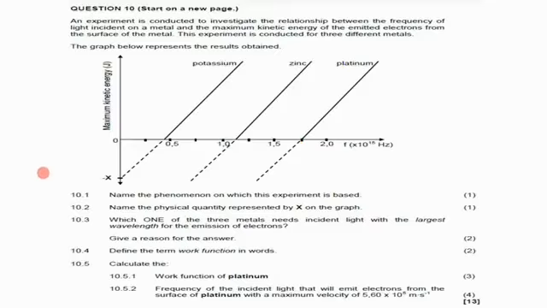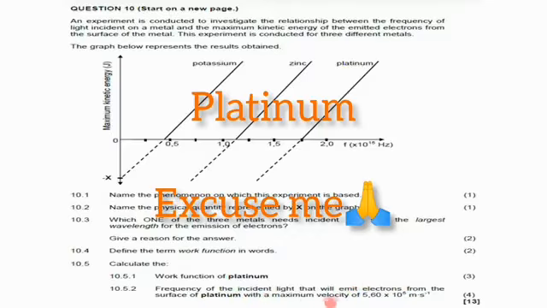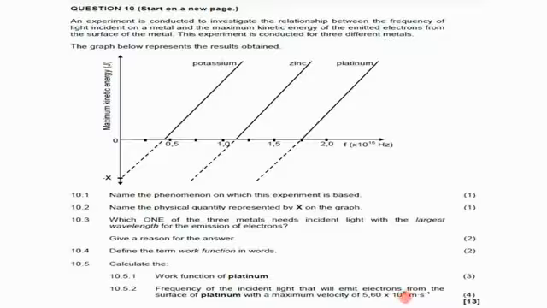So let's look at 10.5.2. It says calculate the frequency of the incident light that will emit electrons from the surface of potassium with a maximum velocity of 5.60 times 10 to the exponent of 5 meters per second, right? So okay, having to calculate that one, let's see now. We have our formula: E equals the work function plus EK max, right? And the frequency that we are trying to calculate here is the frequency of the incident light, which we know will be this one, right?